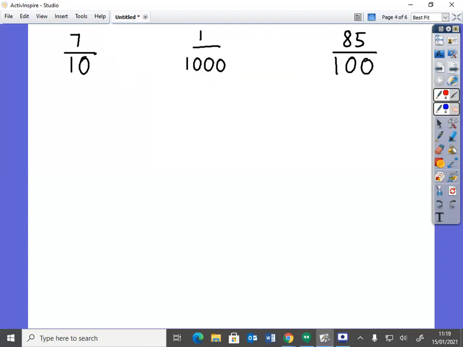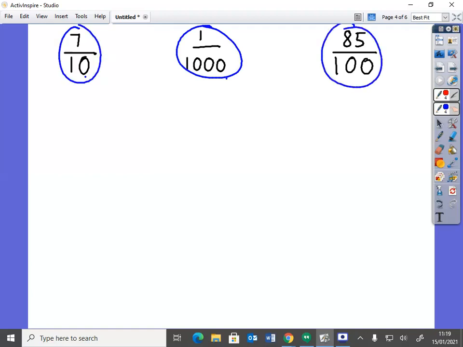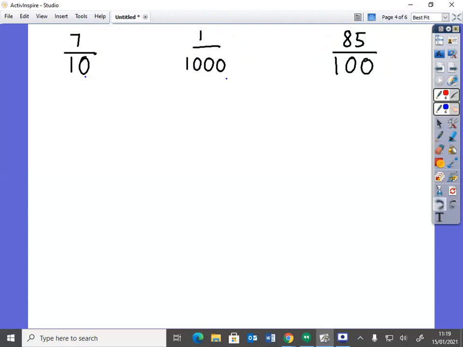Now, some of us did struggle when we had to put things in order which had all different denominators. Because my denominators are not the same, I can't just say this is the smallest because it's got 1 on top, and then that one because it's got 7, and then that one because it's got 85 at the top. It's not that simple because the denominators are all different. So what I need to do is convert everything to the same denominator.